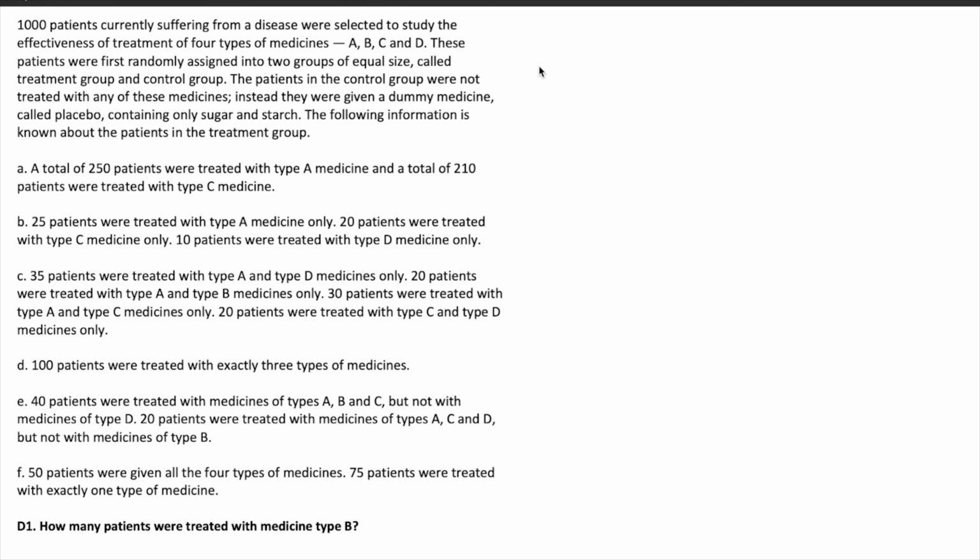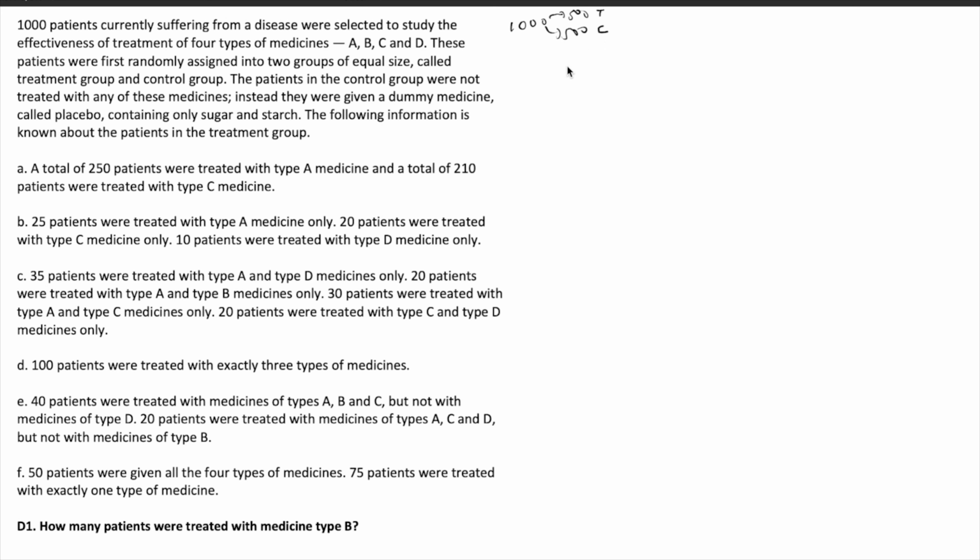Let's read the question. 1,000 patients currently suffering from a disease were selected to study the effectiveness of treatment of 4 types of medicines A, B, C and D. These patients were first randomly assigned into 2 groups of equal size. So there were a total of 1,000 patients and they divided into 2 groups of equal size. So equal size means 500 and 500. Treatment group and control group. So first group is called treatment group and the next one is control group.